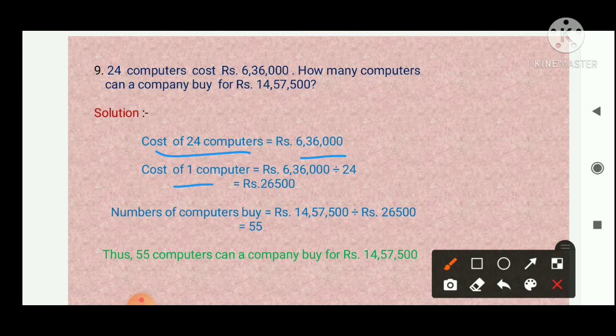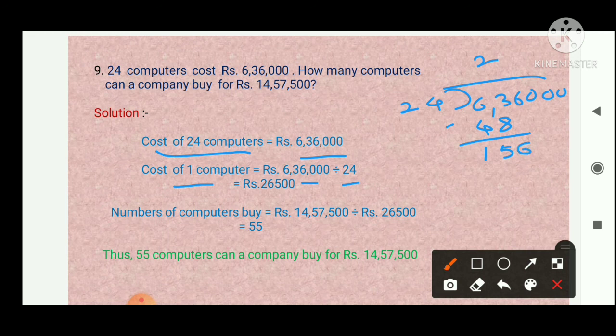So here we find the cost of one computer. How to find it? By dividing 6,36,000 by 24. See student, here division. 6,36,000 we divide by 24. First we divide 63 by 24. So here we get quotient 2. We subtract 48 from 63. We get here 15. Now we bring down 6. Now we divide 156 by 24. We get quotient 6.